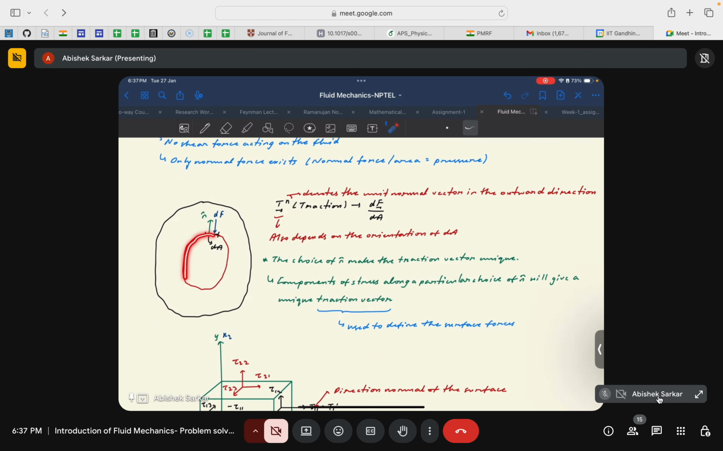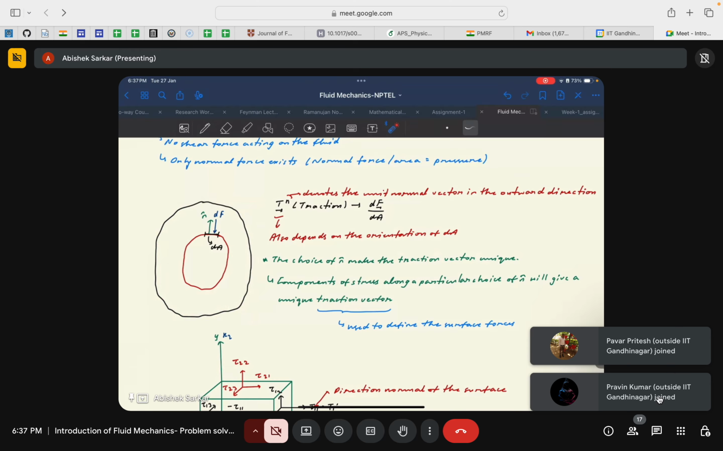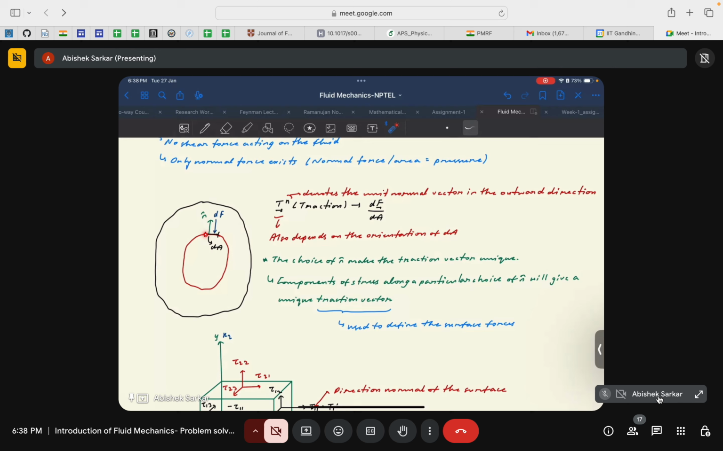We consider a small element of fluid, and an outer element is also considered, to make it look like the outer surface is exerting some kind of force on the inner surface, that is the red surface here. We consider a certain point on which a small force, say dF, is acting.